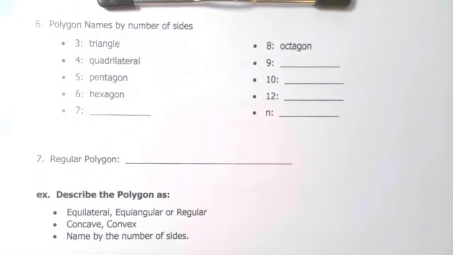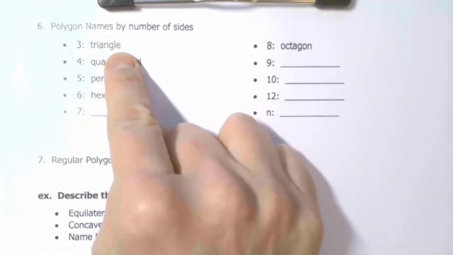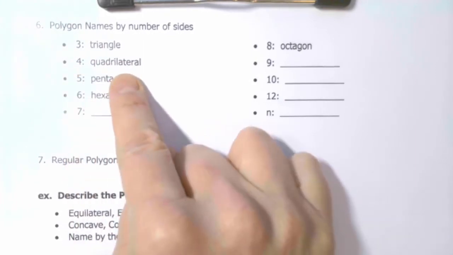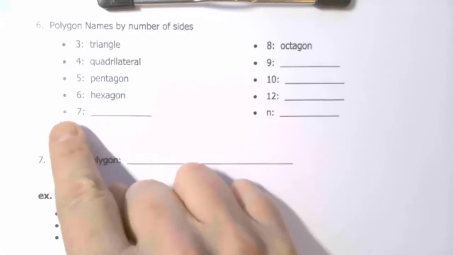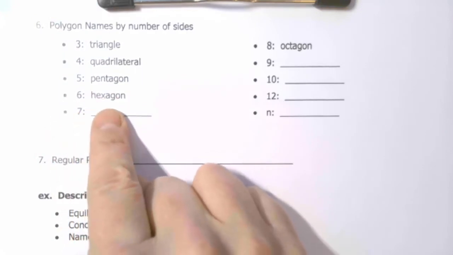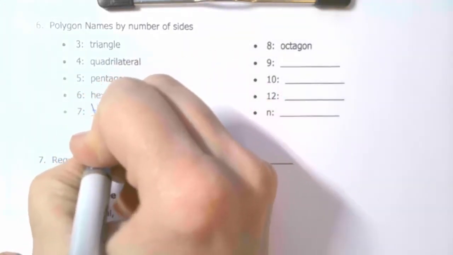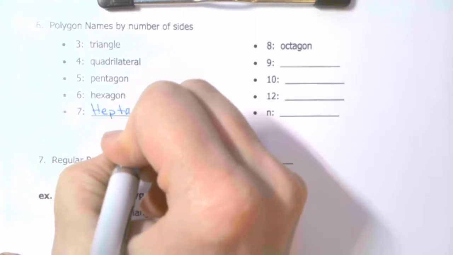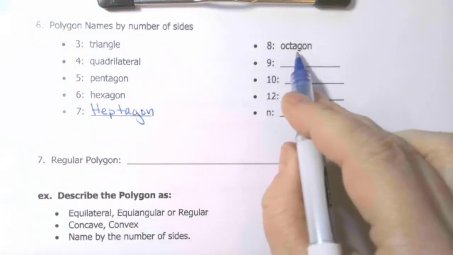We are going to be learning how to name polygons by the number of sides. I think you know some of these already. A 3-sided polygon is a triangle. 4-sided is a quadrilateral. 5-sided is a pentagon. 6-sided is a hexagon. Now here's the ones that most people don't know as well. A 7-sided figure is a heptagon. H-E-P, heptagon.